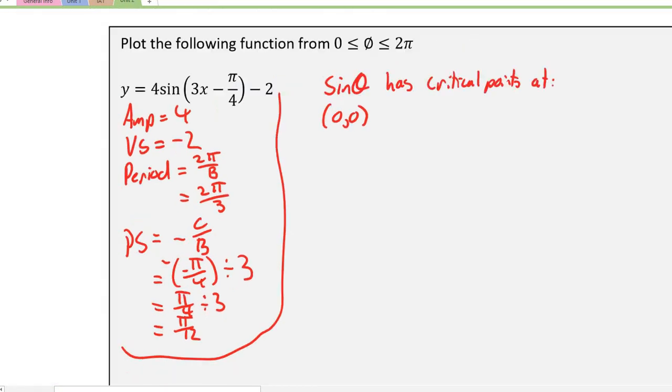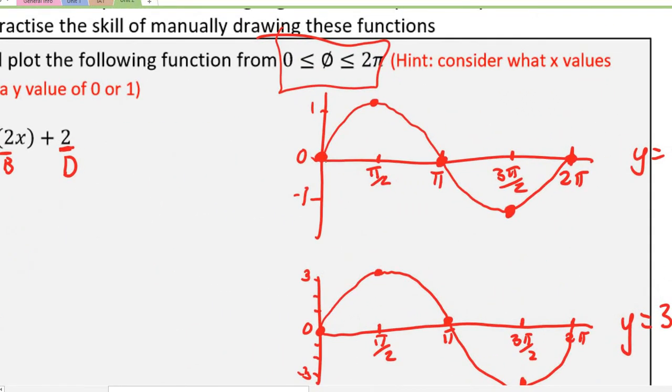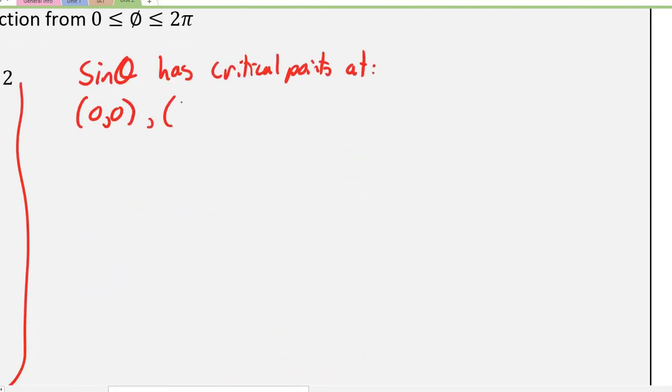So if we go back to our previous page, if we look at our sine theta graph, we had 0, 0, then we had pi on 2, 1, pi, 0, and so on and so forth. Is this an easier way? It's a different way. It's not necessarily easier or harder. It just depends on what you find easy. I'm just showing you both so you can choose which way you want to solve them.